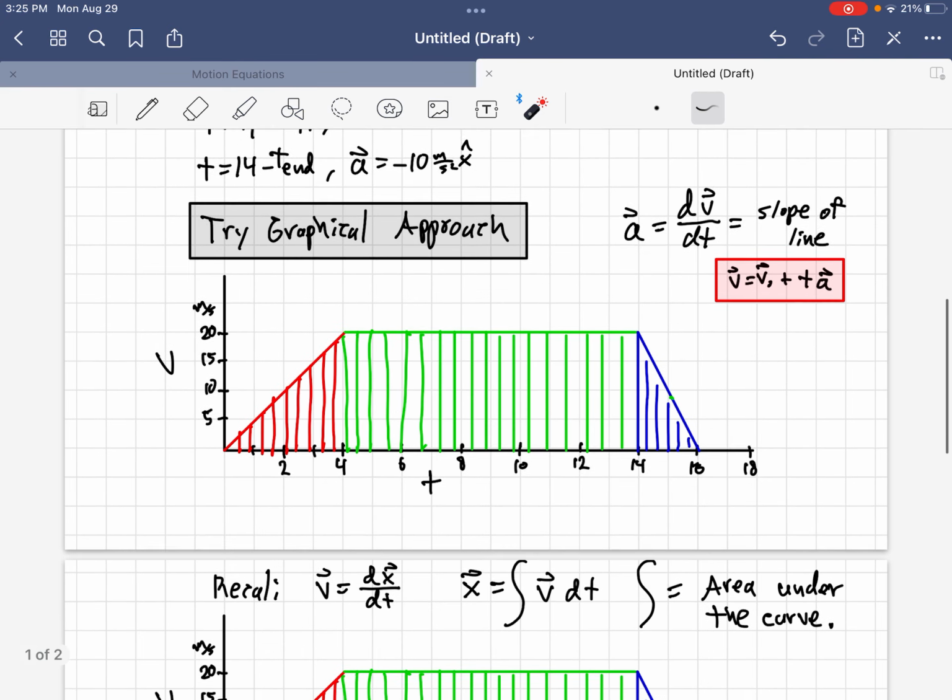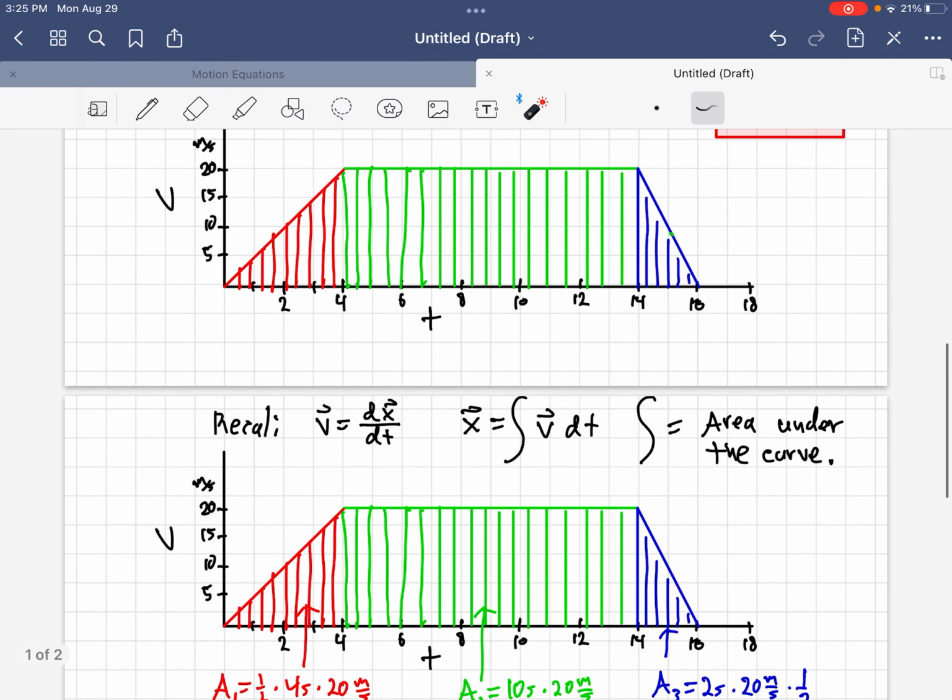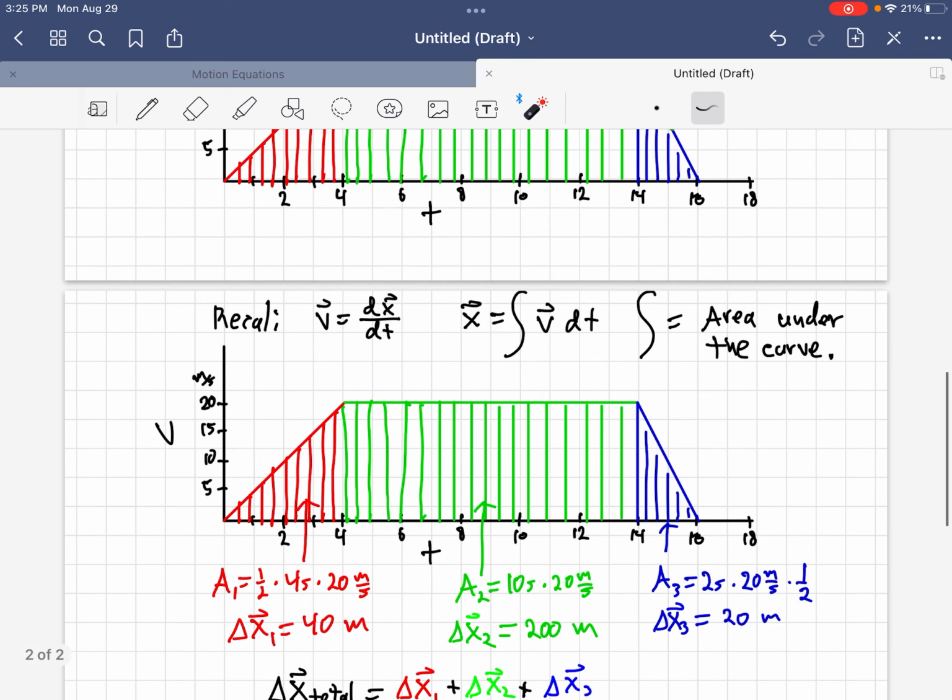We've drawn these lines because this is interesting: we can remember that velocity is the derivative of position with time, which means that position can be found as the integral of the velocity over time. And what the integral is actually doing is taking the area under the curve, so between the line and the x-axis, or the horizontal axis.